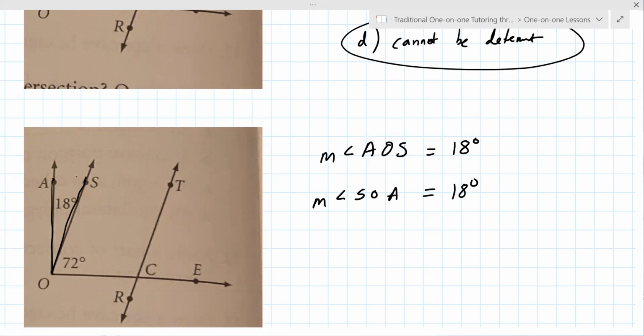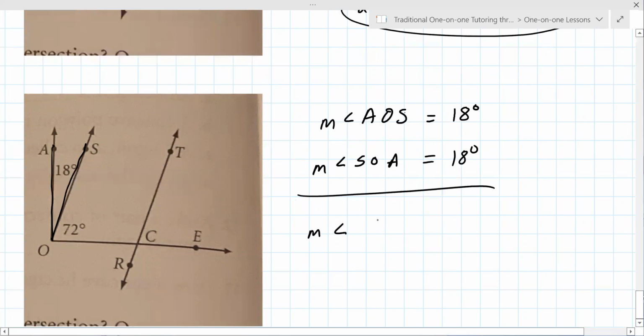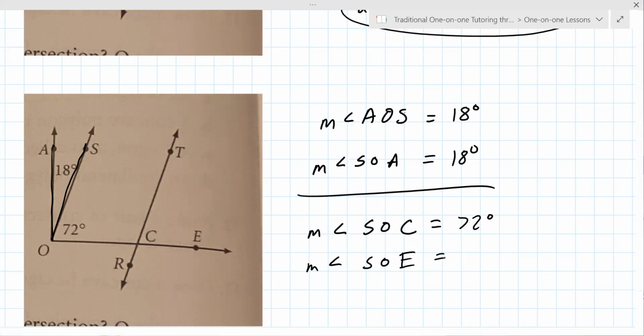Yeah, I think so. Okay, we're going to do some more. What is the measure of angle SOC? SOC. 72 degrees. How about the measure of angle SOE? 72 degrees. It's still 72 degrees. That's right. Very good.